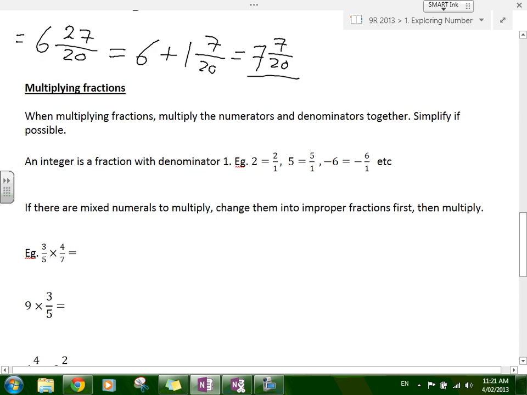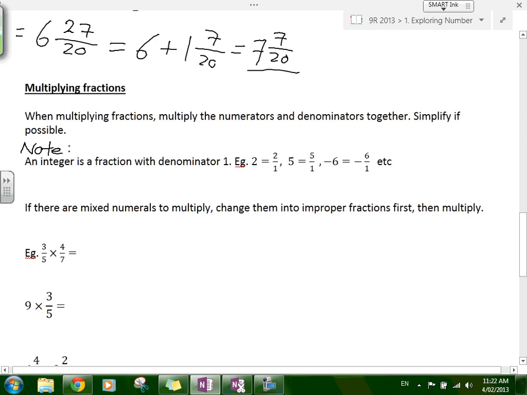Now, one thing you need to remember, and this is a note really, about an integer, because often people get confused. When you have just a number, like an integer, multiplied with a fraction, often people will multiply the denominator and the numerator with that number. But that's not what we're doing. An integer is a fraction with the denominator 1. So when you multiply an integer with a fraction, the denominator is just 1 that you multiply with the other denominator. So we'll have a look at an example.